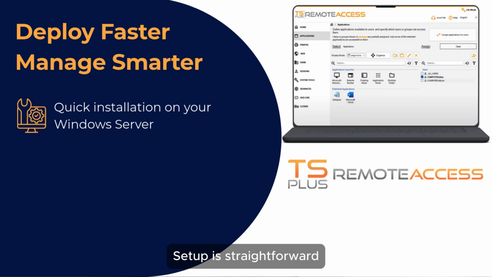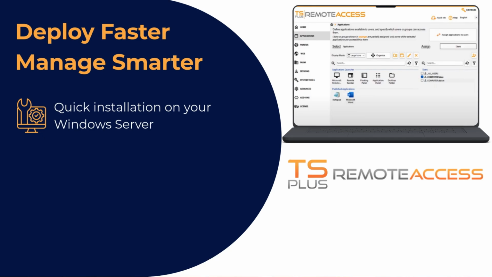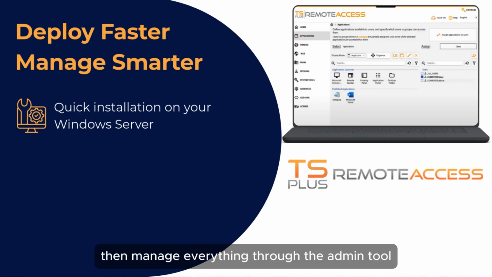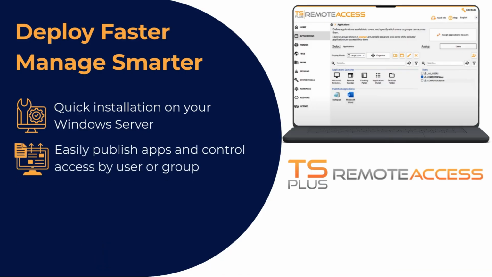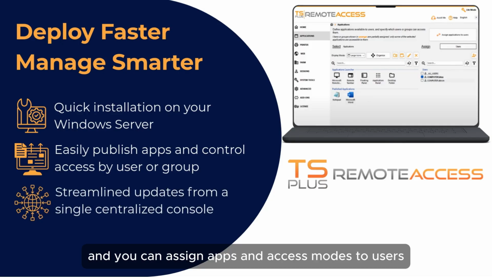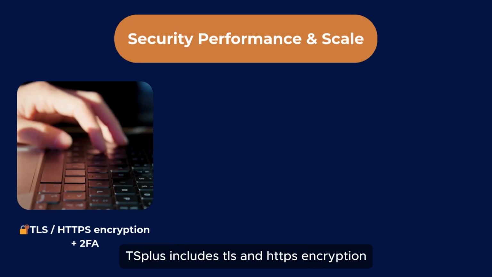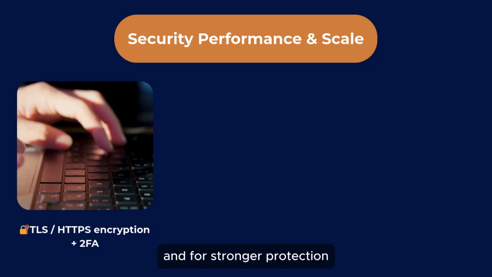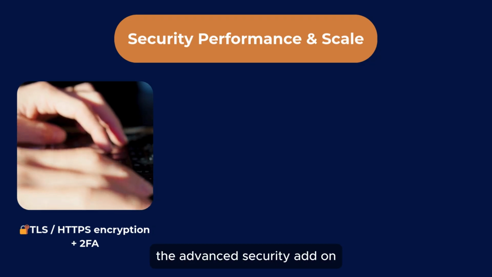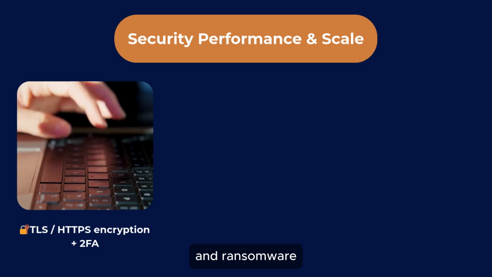Setup is straightforward. Install TSplus Remote Access on your Windows server, then manage everything through the admin tool. Publishing applications takes only a few clicks, and you can assign apps and access modes to users or groups. On the security side, TSplus includes TLS and HTTPS encryption and supports two-factor authentication. And for stronger protection, the Advanced Security add-on helps defend against threats like brute force attacks and ransomware.